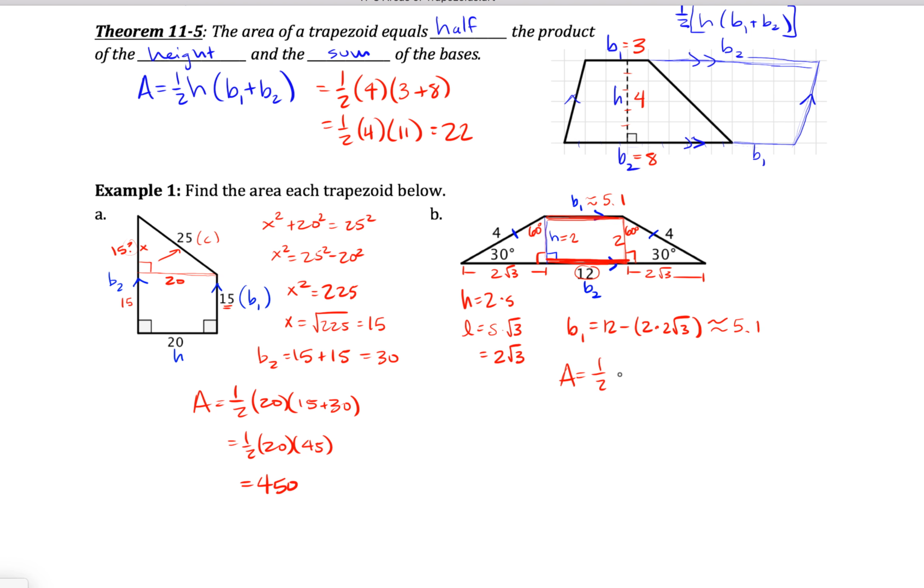Area equals half of the height, which is 2, times base 1, which is about 5.1, plus base 2, which is equal to 12. So now that's half of 2 times 17.1. Well, half of 2 is just 1. So 1 times 17.1, that's going to be 17.1. So there's your area for example B.